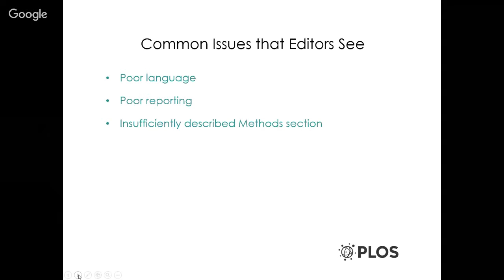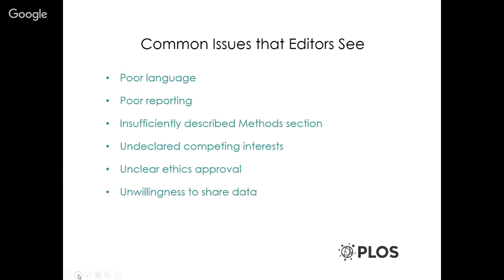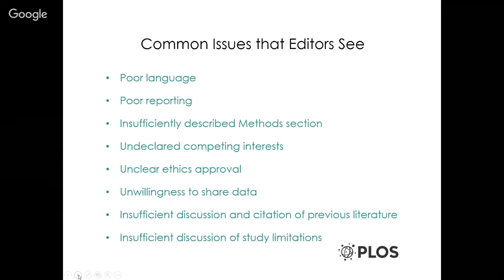This is what we've described before: insufficiently described method section, undeclared competing interests, unclear ethics approval, unwillingness to share data. This is rather important. And insufficient discussion and citation of previous literature. This is also very important with regards to putting your findings in the context of what's already known. And insufficient discussion of study limitations. Again, this is to make sure that the conclusions of the work are well supported by the data.